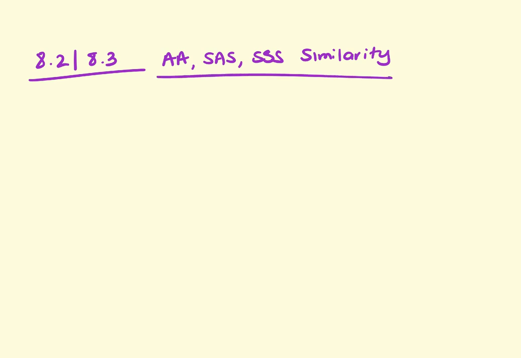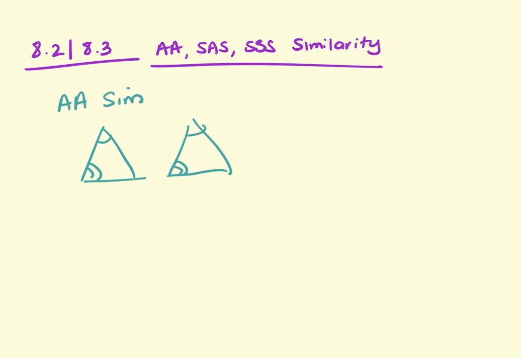8-2 and 8-3 we're going to put together. This is your angle-angle, side-angle-side, and side-side-side similarity, not congruence. So these all tell you that 2 triangles, specifically triangles, are similar. Angle-angle, they would have 2 angles the same. So here and here, or here and here, they would be similar.